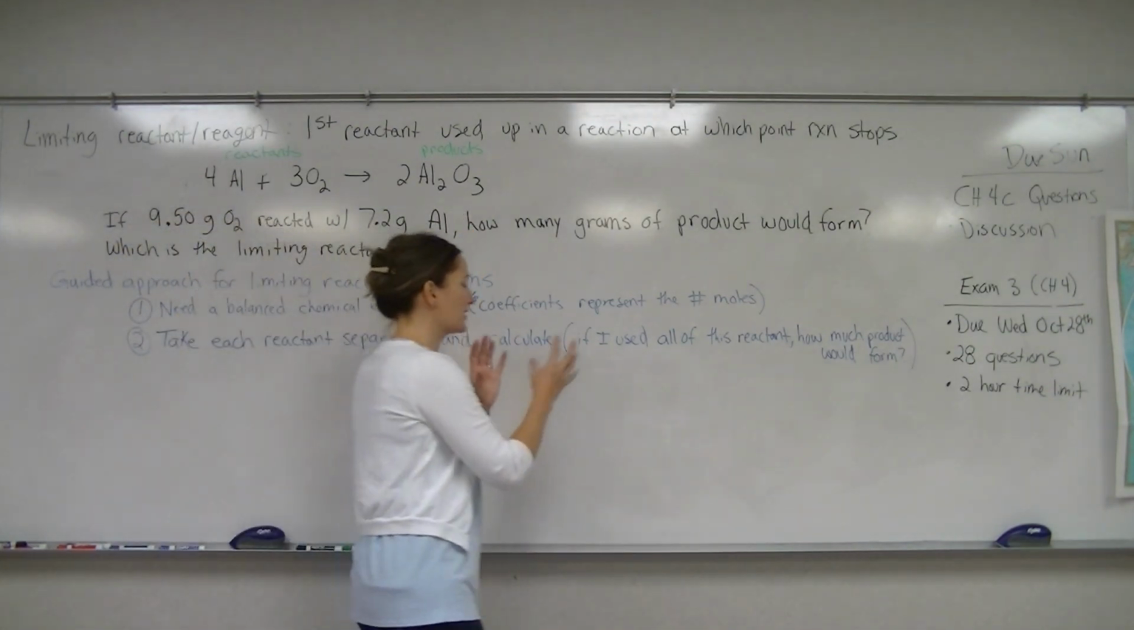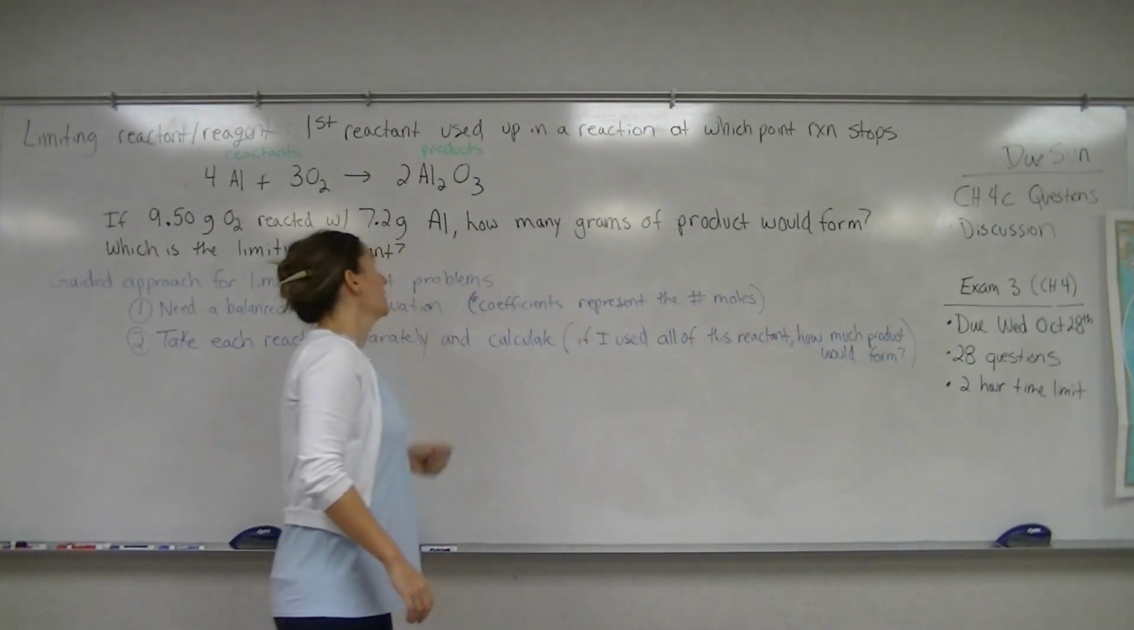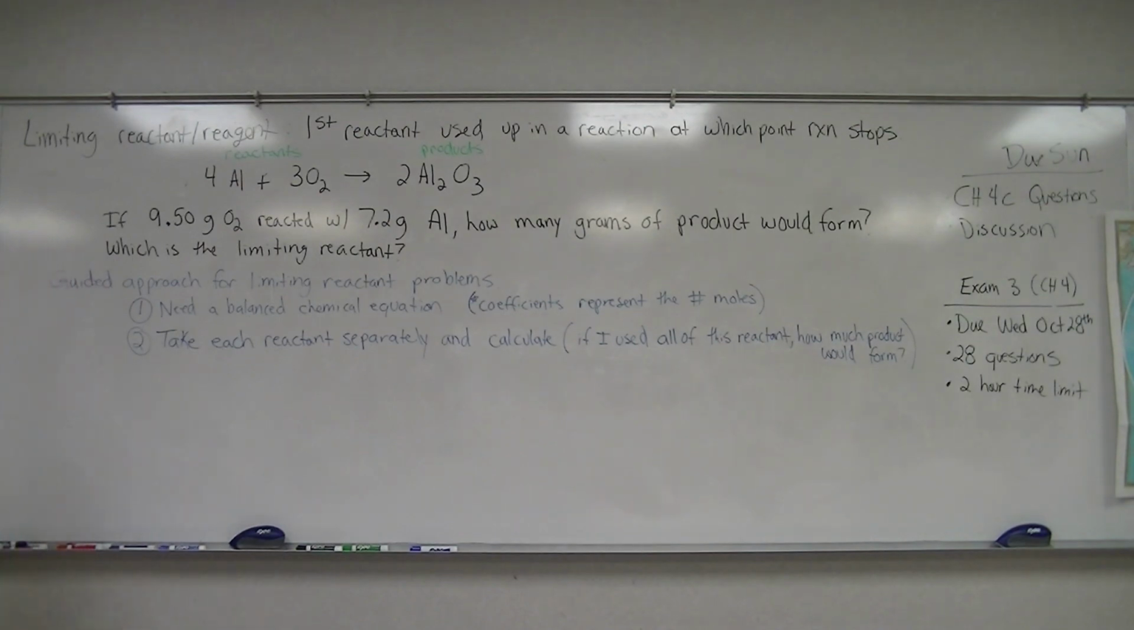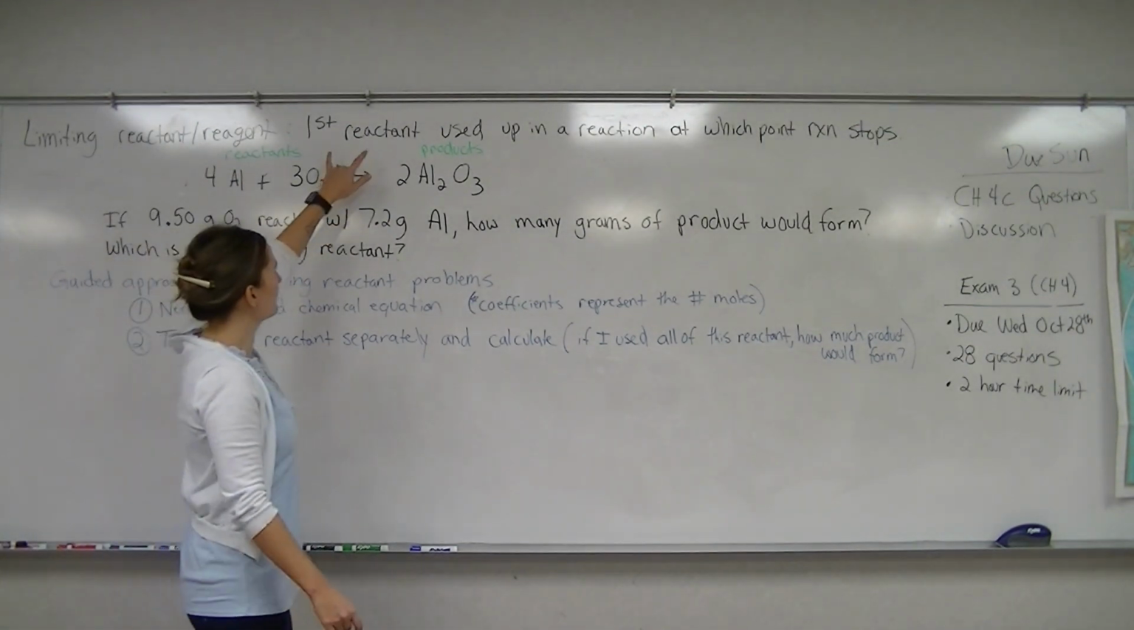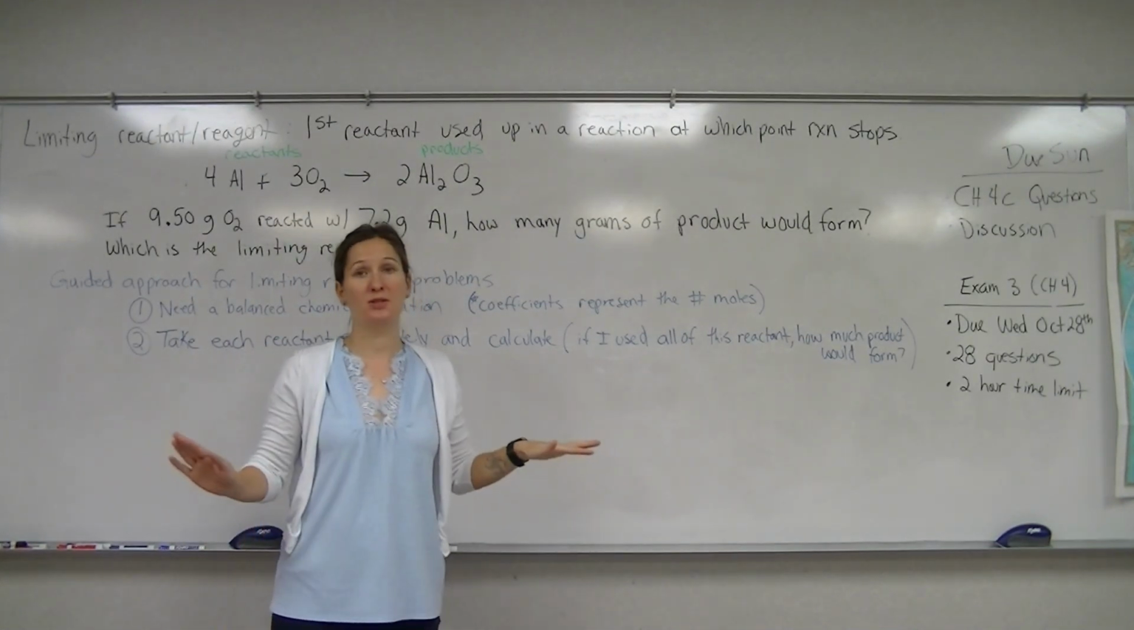Let's come back to focus on chapter 4 and this next upcoming exam. So, looking at limiting reactants and reagents, what is the definition? What does that mean? Well, it's the first reactant that is used up. And when that reactant is used up, the reaction comes to a stop.